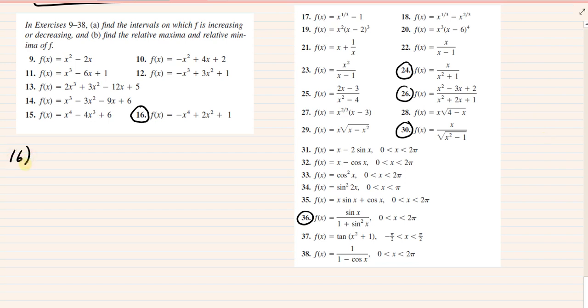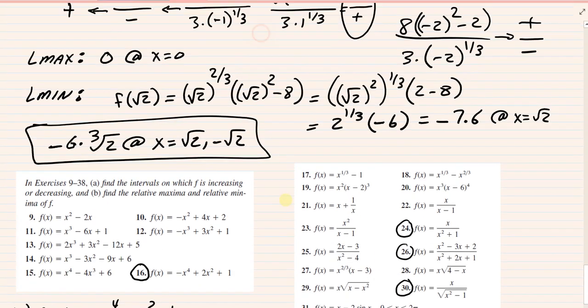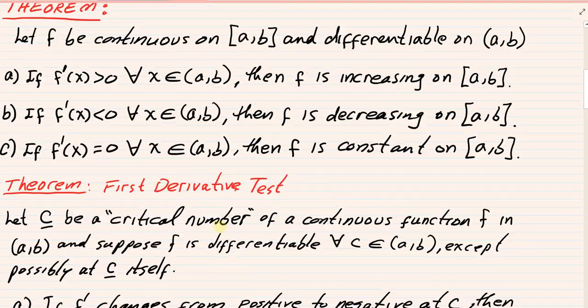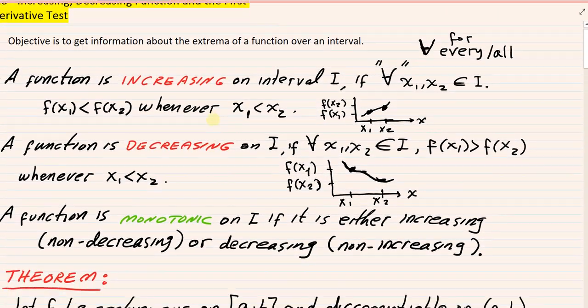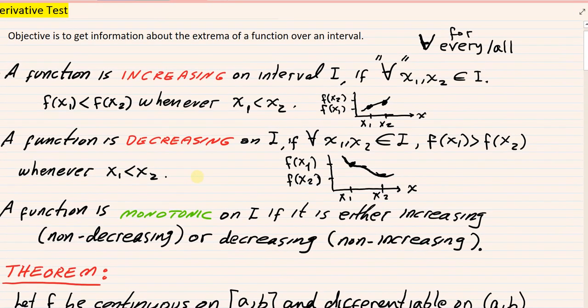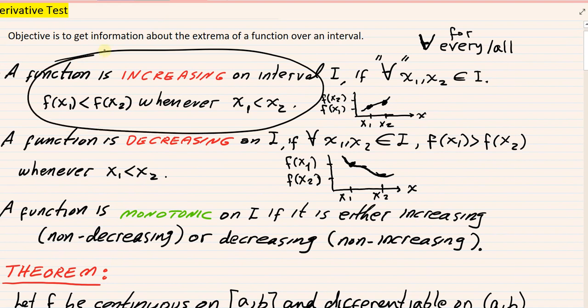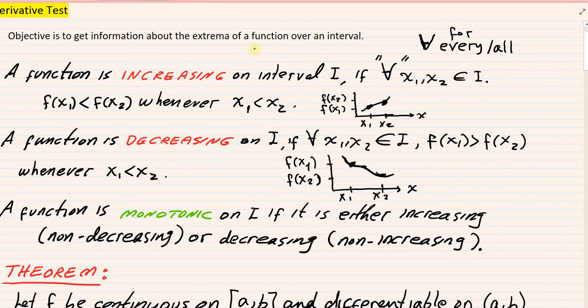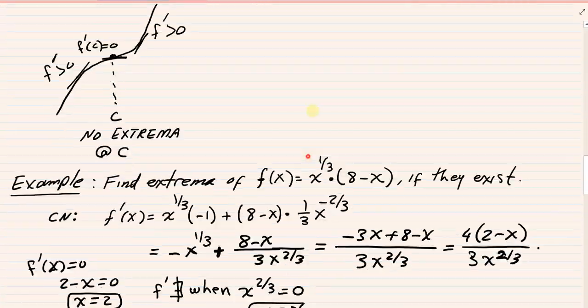So exercise number 16 here, the function f of x is equal to negative x to the fourth plus 2x squared plus 1. Before we do anything, we need to take the first derivative. Because remember, in this section, we started by defining, let me go back up here, what we mean by increasing and decreasing function before we looked at the first derivative test, right? And right in here, this is what we want to establish: the interval over which the function is increasing and the function is decreasing.